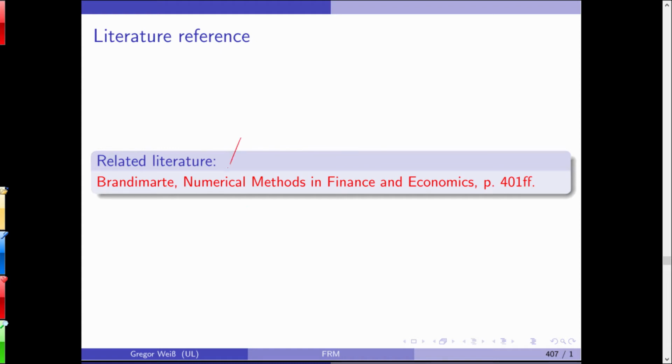If you want to read about this, you can have a look at this book by Paolo Brandimarte, Numerical Methods in Finance and Economics. That is already written with MATLAB code. We might have this in the library. I have one upstairs. We'll probably not have too many copies because I think it costs over 108 euros, so it's quite expensive.